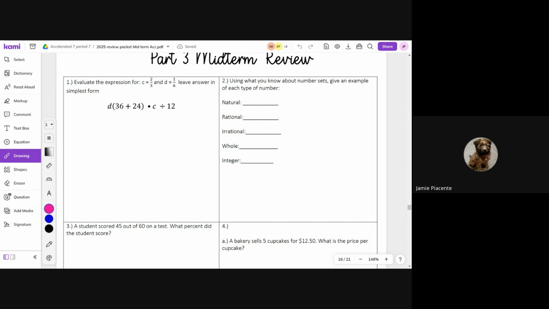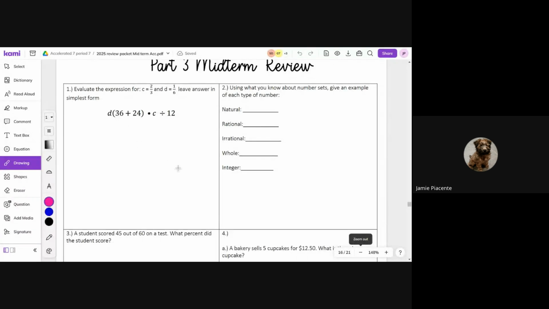So let's start. I do not have my scientific calculator with me, so I'm going to be going back and forth to the answer key and using my phone to see what my phone can actually do. Number one, evaluate the expression for C equals 2/3 and D equals 1/6. Leave the answer in simplest form. Again, this can be an improper fraction, but it must be reduced.